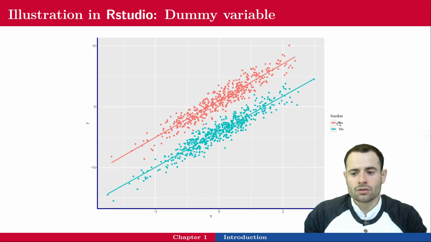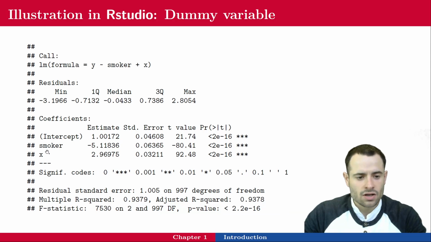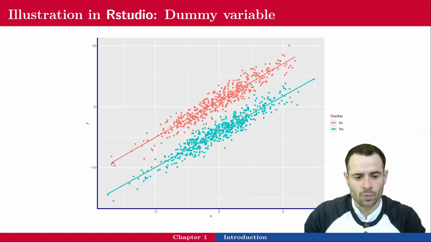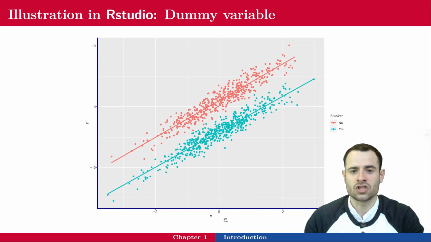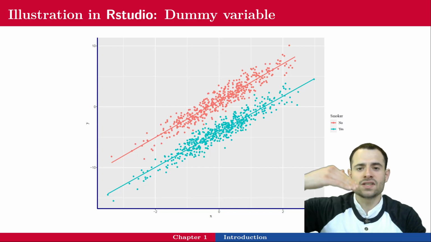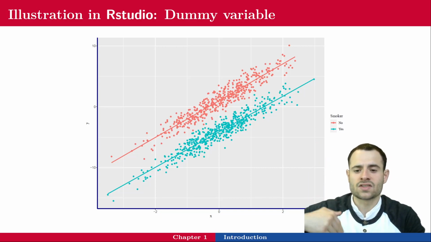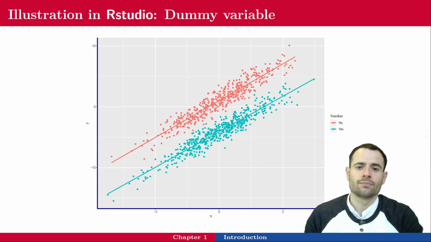But for non-smokers, the regression line is higher because when you're a smoker, the effect of being a smoker on Y is actually negative. So this minus 5.11 is the difference between this point and this point, or this point and this point. Those two lines are parallel because they have the same slope on X, the estimated coefficient on X. The difference is in the intercept due to the fact that some are smokers and some are not.